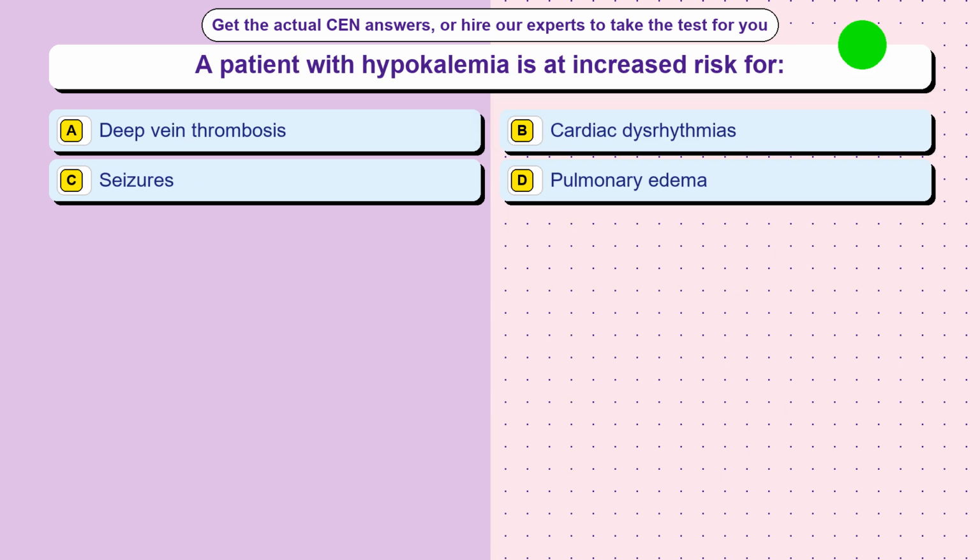Question 41. A patient with hypokalemia is at increased risk for: Option A, deep vein thrombosis. Option B, cardiac dysrhythmias. Option C, seizures. Option D, pulmonary edema.